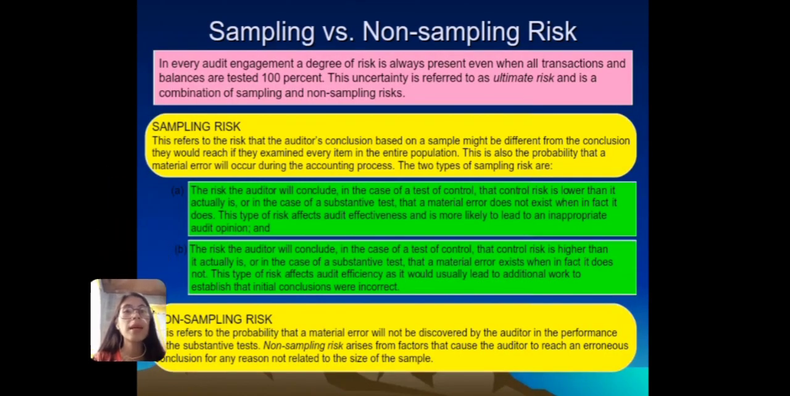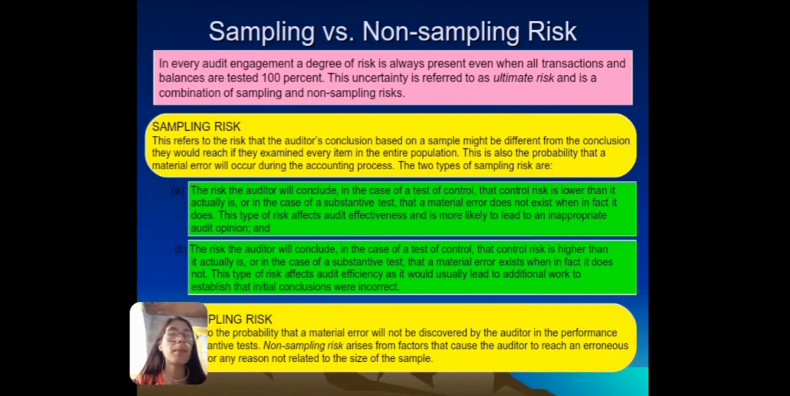Sampling versus non-sampling risk. In every audit engagement, a degree of risk is always present, even when all transactions and balances are tested 100%. This uncertainty is referred to as ultimate risk and is a combination of sampling and non-sampling risk.